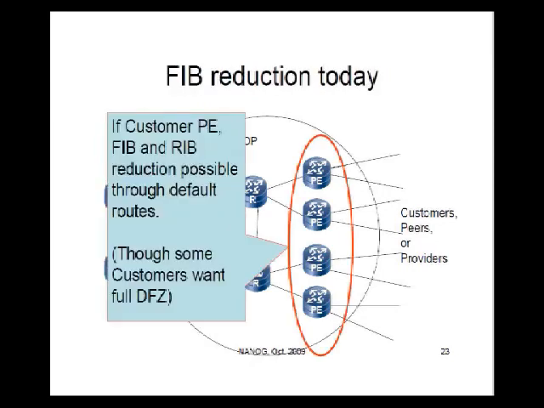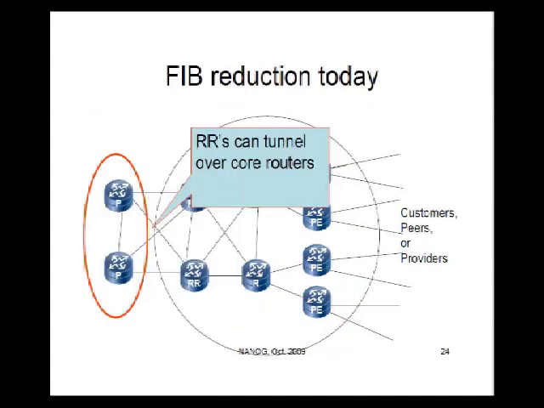Okay. So with a structure like this, you can already do a fair amount of FIB reduction in 2 kinds of your routers. So your customer-facing PEs, like I said before, you can do FIB and RIB reduction just by defaulting them to the core and just not giving your customers the full DFZ. So again, this is done today quite frequently, and it's quite effective. On the other side of things, of course, your core doesn't need the full DFZ either, because your route reflectors can simply peer over the core and use tunnels to get packets across the core. So you can get a lot of FIB reduction there.